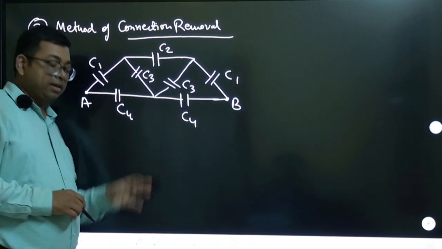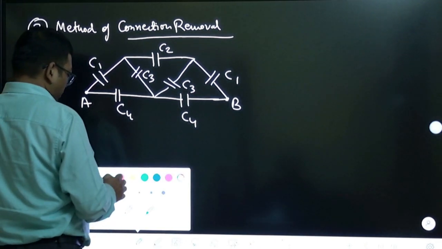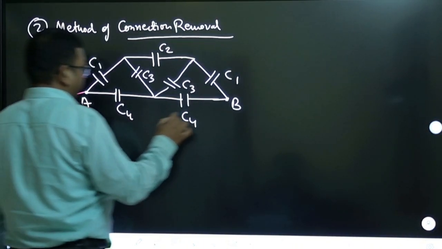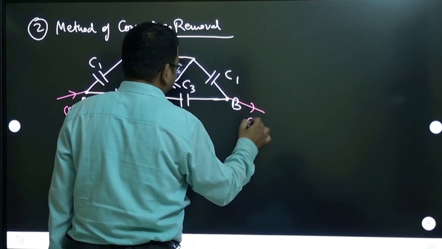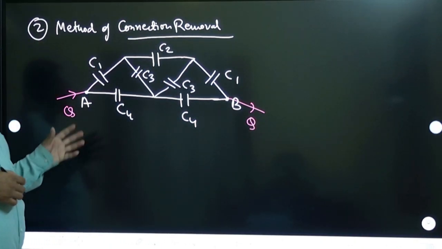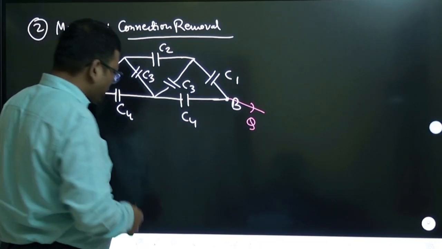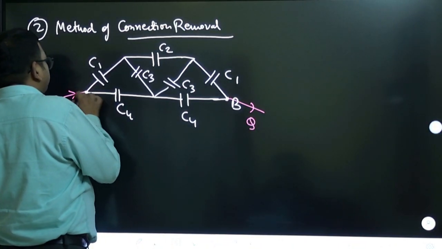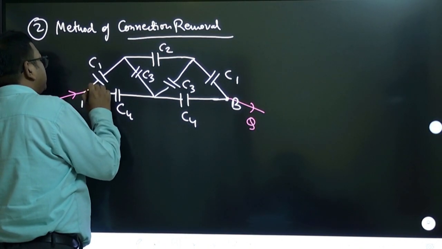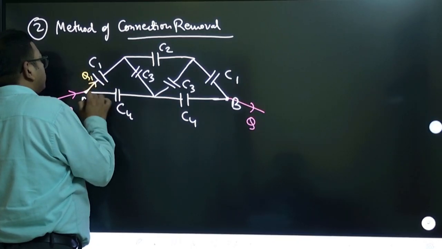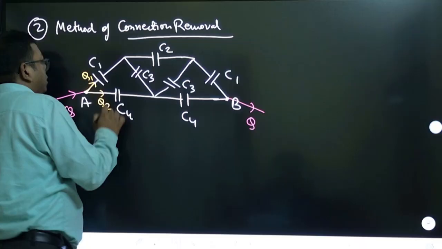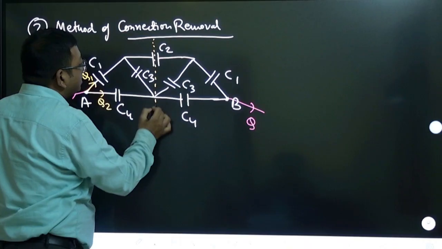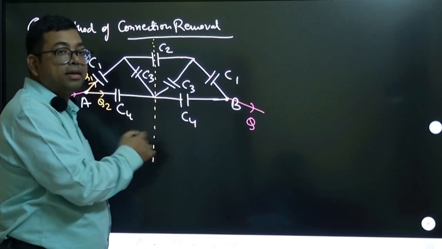In such a circuit, you can see that if you send some charge Q, the same charge Q has to come out. So in between A and B, you have to calculate C equivalent. Suppose you are sending some charge and this charge breaks as Q1 and Q2. Note that there is a symmetry about this point. Can you see that there is a symmetry?